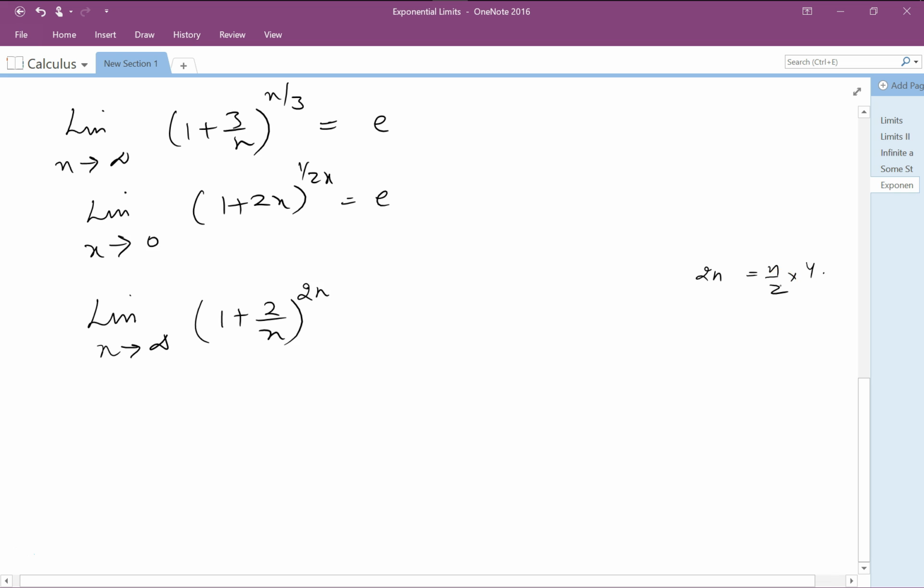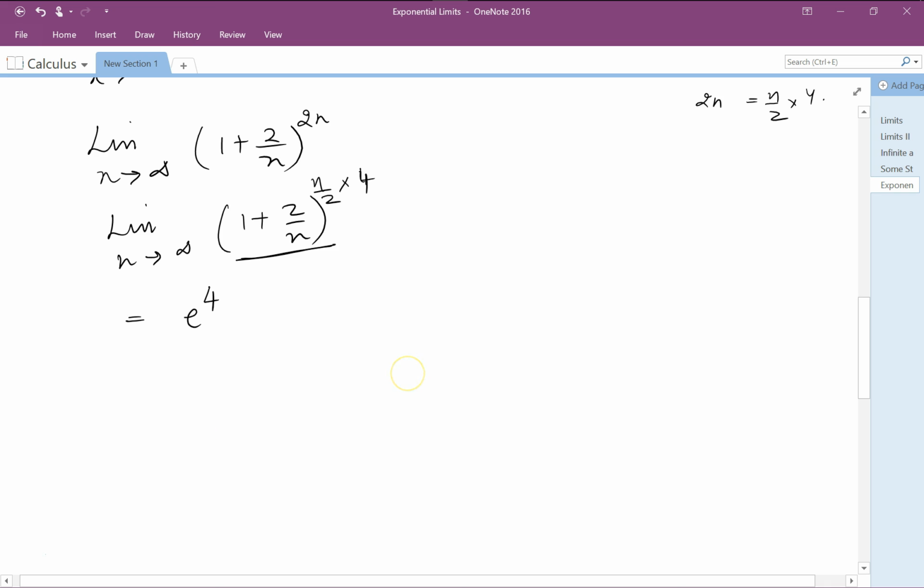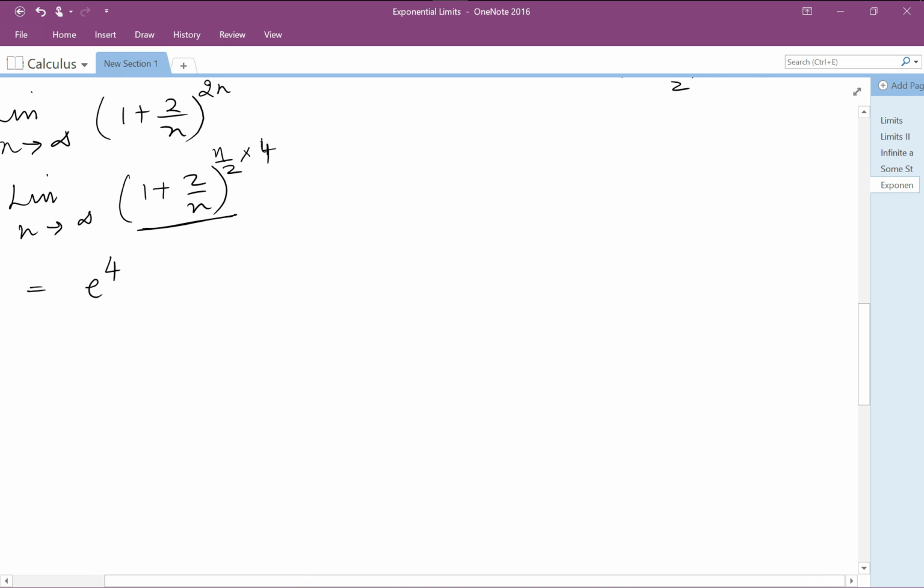Which means our statement has to be (1 + 2/n) to the power of n by 2, written and then multiplied by 4. Now the limit of this part is e. So the solution is e to the power of 4. Right? Basically we do a little bit of algebraic manipulation to make it match a pattern. Okay, let's look at another one.